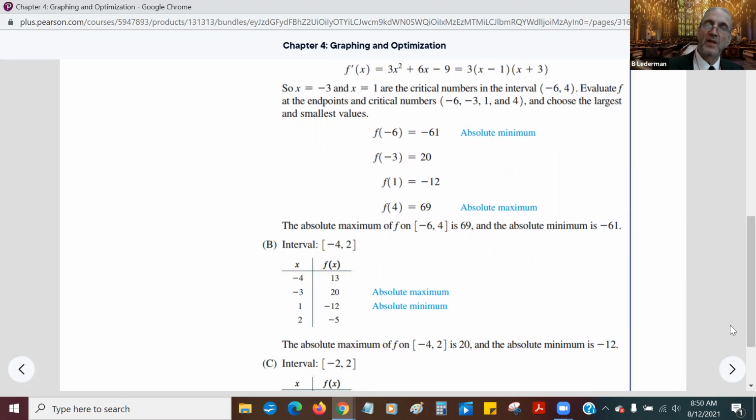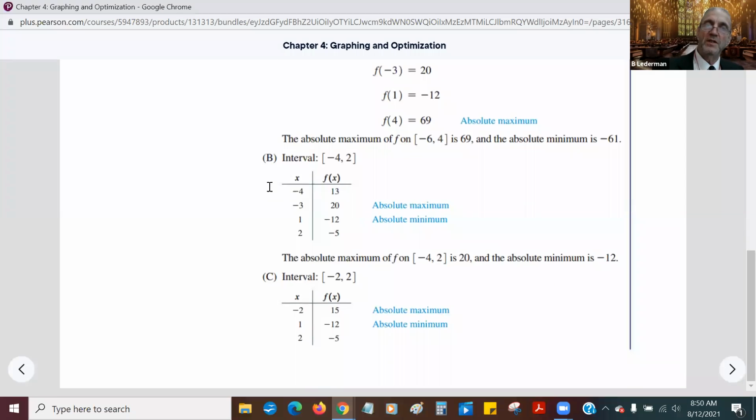Now in the last one, part C, -3, which is one of the local extrema, is not part of my domain, because I'm only looking between -2 and 2. So I'm only going to plug in -2, +1, and +2. -3 is outside of the domain. So by default, the absolute max is going to be this first guy right here at -2, which gives me a value of 15. And my absolute min is this one here, the -12.